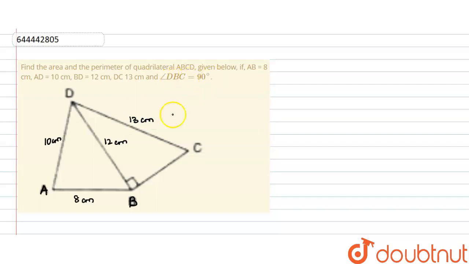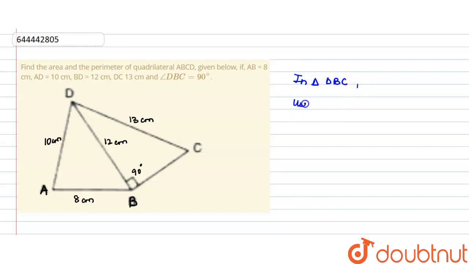The angle DBC is 90 degrees. So this is given to us 90 degree. Now we have to find the area and perimeter of this whole quadrilateral. So for finding the perimeter, we need to first know the value of BC. So for BC, what we are going to do is in triangle. So suppose in triangle DBC, this is a right angle triangle.